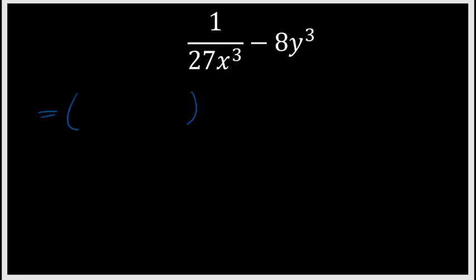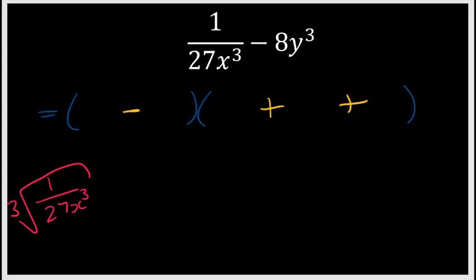Our answer is going to have 2 brackets. The first is going to be a binomial. The second is going to be a trinomial. So our sign in the binomial is minus because there's a minus in the question. We have plus, which is opposite of minus, and plus because it's always plus. Our first bracket, we're going to say, what is 1 over 27x cubed? Cube root of that, cube root of 1 is 1 over cube root of 27 is 3x. That's term 1, bracket 1. Cube root of 8y cubed is going to be 2y, and that is our first bracket.